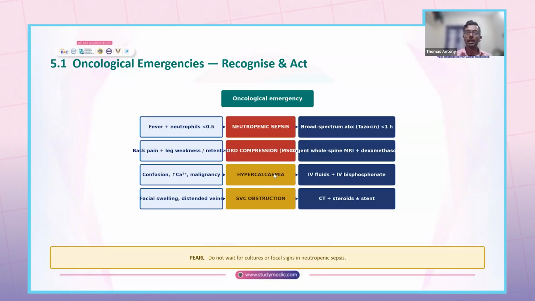Facial swelling and distended veins: this is a classical picture of SVC obstruction. This is usually seen in patients with mediastinal malignancies or lymph nodes compressing onto the vessels, or it could be because of apical tumors. So we have to give chemotherapy along with steroids with or without stenting.